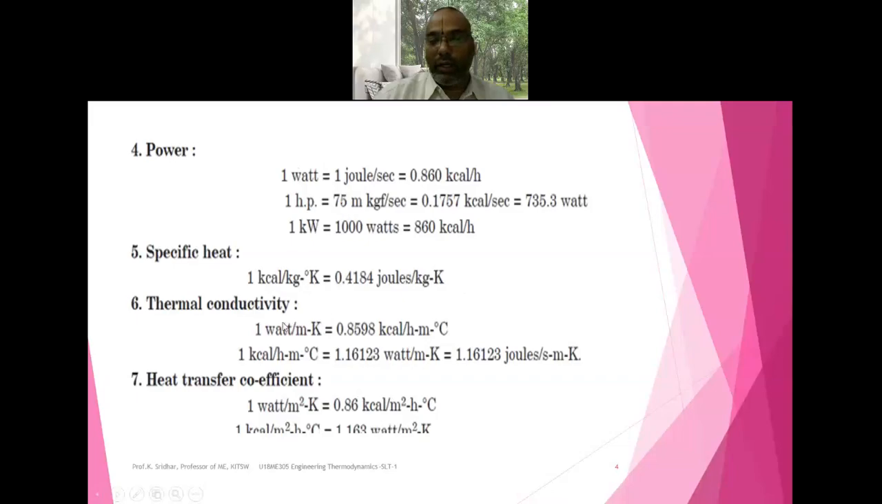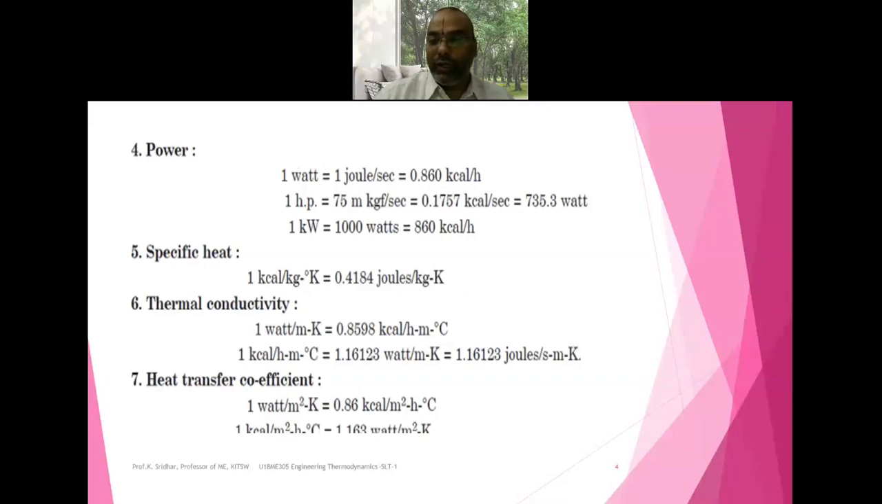Next one is the thermal conductivity. Thermal conductivity is nothing but the ability of a material to conduct heat. That is the meaning of thermal conductivity, which is normally denoted by capital K. Most of you are aware of Fourier's law of heat conduction. The three primary modes of heat transfer are conduction, convection, and radiation.